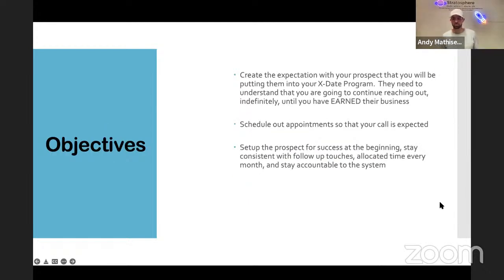All right, so with an X-Date program, you're really going to work on scheduling out appointments. I want to say, hey, I'm calling you just to get an appointment on the book so we can talk about your insurance. If now is not a good time, does next week at 2 p.m. on Wednesday sound good? You're really setting appointments and you're staying consistent, and you want to allocate time every month to do this.